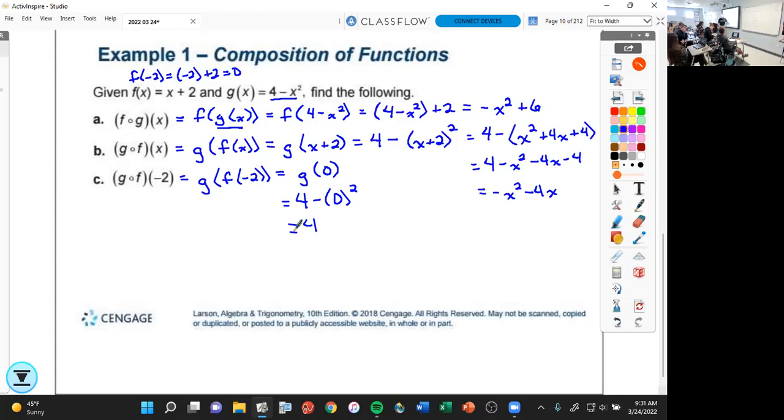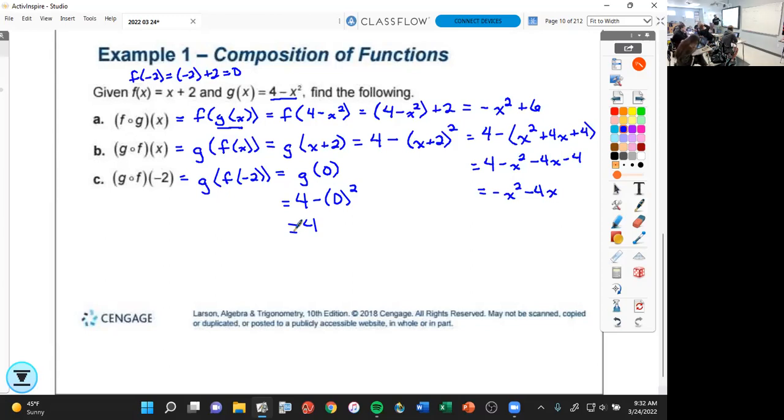Most of the time, you're not going to work through this and then plug the number in, unless you had a whole bunch of problems that said, find g of f of 6, 3, 12, negative 7. In that case, I would work it out, simplify it first, and then plug those numbers into this.